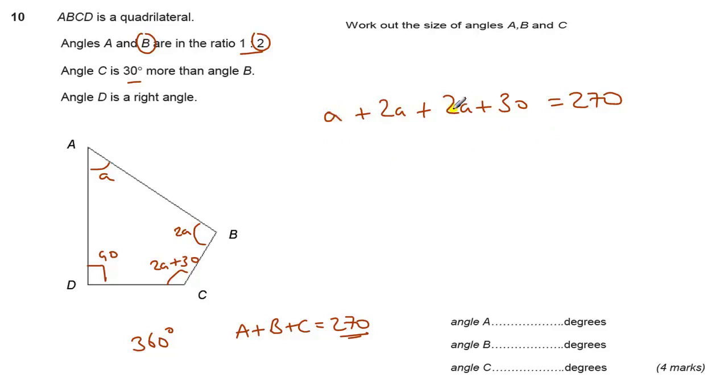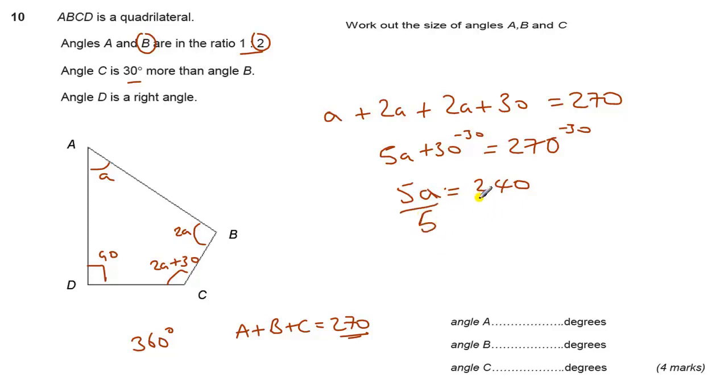So we need to add up the A's. We get 5A plus the 30 equals 270. Take away 30 from both sides, so we get 5A equals 240. Divide by 5 on both sides. 5A divided by 5 is A, that's why we divide by 5, and 240 divided by 5.